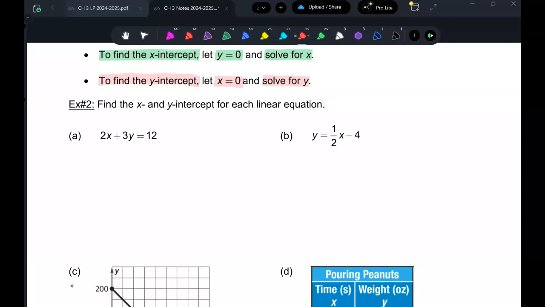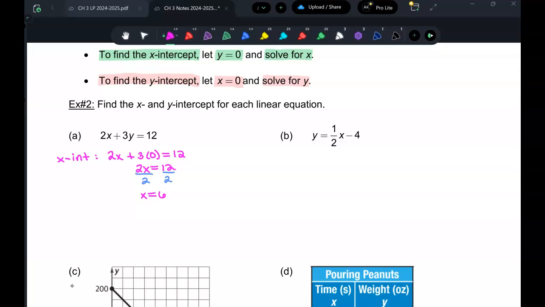Okay, so let's find the x-intercept first. Okay, so to find the x-intercept, what do we want to do? We want to make which one equal to 0? The y. Okay, so I have 2x plus 3 times 0 equals 12. Well, what's going to happen with 3 times 0? It's going to just be 0, so it will be 2x equals 12. So x equals 6.